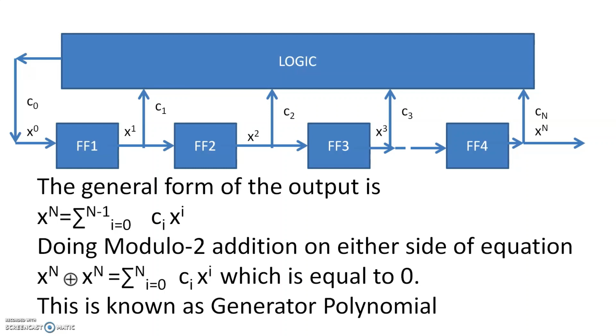Okay, so the general equation I can write as x raised to n is equal to the summation, and it is actually doing modulo 2 addition there. Now, when we do the modulo 2 addition of x raised to n on both sides, the right side also gets the same process. Then the summation becomes i equals 0 to n. Earlier it was i equals 0 to n minus 1, but now we are adding one more term. So it will be the summation of ci xi, i equals 0 to n. Now what is x of n modulo 2 added with x of n? It is 0. So you get an equation of the form summation, i equals 0 to n, of ci xi equal to 0. This polynomial is called a generator polynomial. So don't need to worry about that.